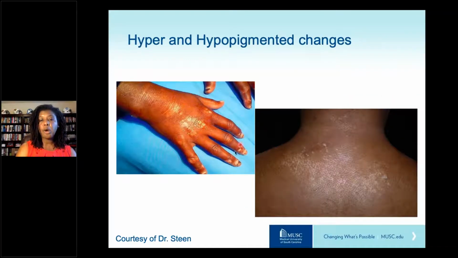Again, we see more lighter areas around the fingertips, and we see some lighter areas on the back and the neck area of this patient. The hyperpigmented, or darkened, areas of the skin typically happen after inflammation has resolved. So the hyperpigmented changes are typically the result of inflammation that is slowly resolving in scleroderma.